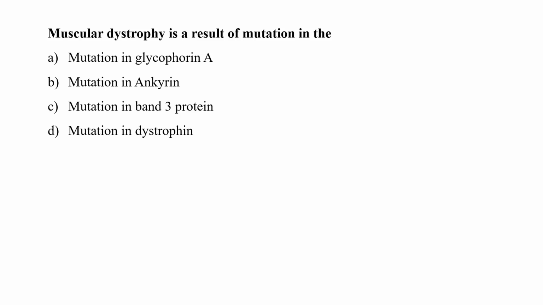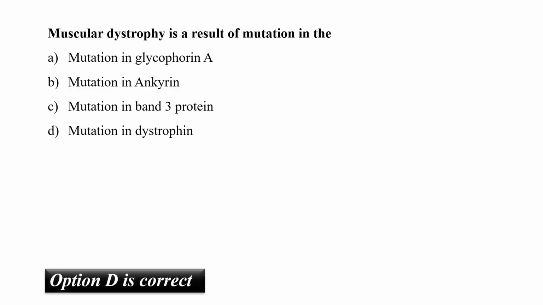Muscular dystrophy is a result of mutation in glycophorin A, mutation in ankyrin, mutation in band 3 protein, or mutation in dystrophin. Mutation in the DMD gene causes the Duchenne and Becker forms of muscular dystrophy. The DMD gene provides instructions for making a 427 kD cytoskeletal dystrophin protein, which is required to stabilize and protect the muscle fiber. So hence option D is the correct answer.